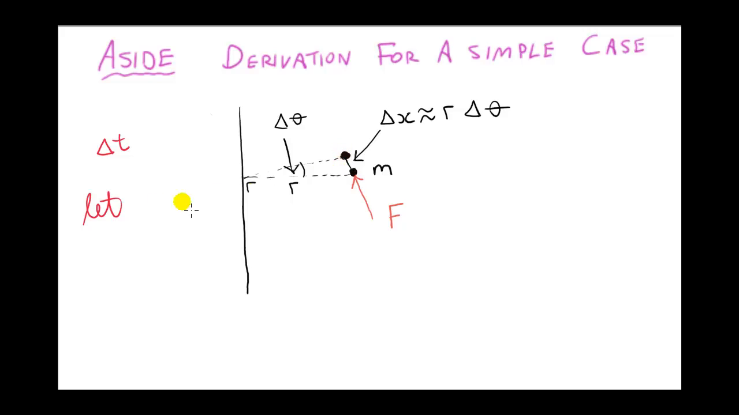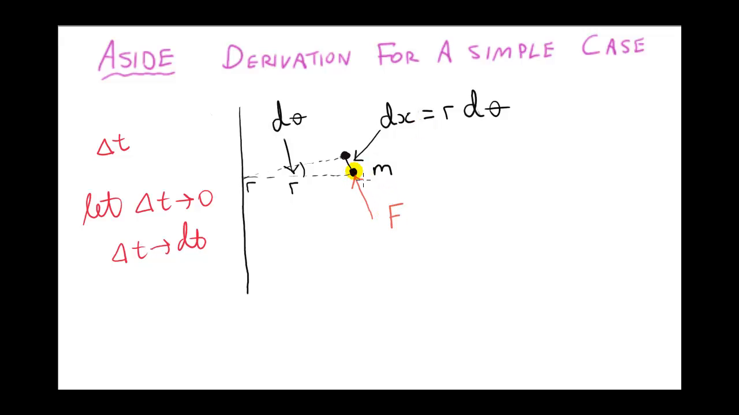So this happens over a time interval delta t. So let delta t approach 0. We can replace the delta t with dt when we take this limit. So if I go back up here and replace these deltas with d's, this approximately equals becomes equals.